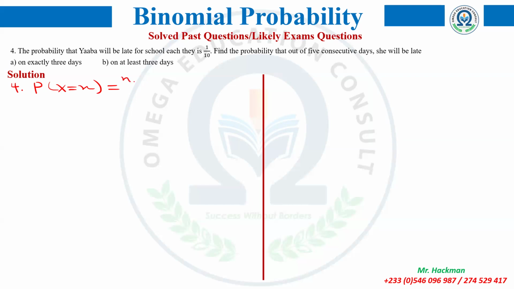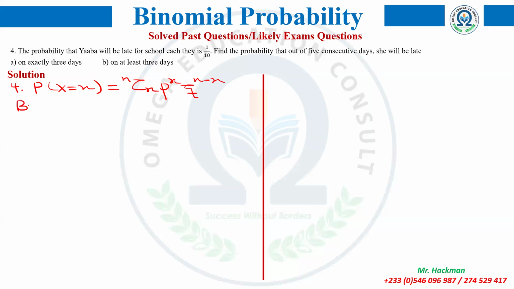And N combination, then P to the power, then Q to the power N minus X. Okay, so which we all know, that per the formula here, we will need the values of all the parameters.